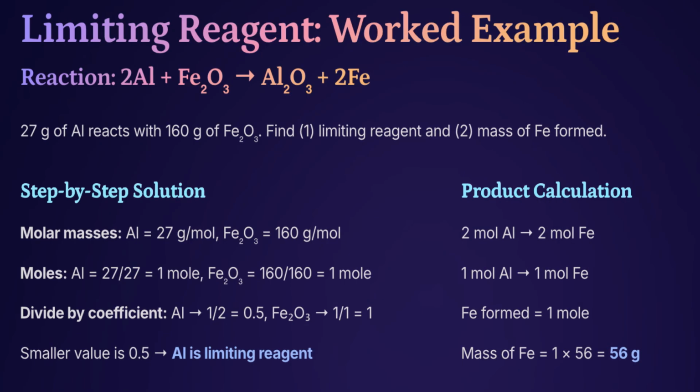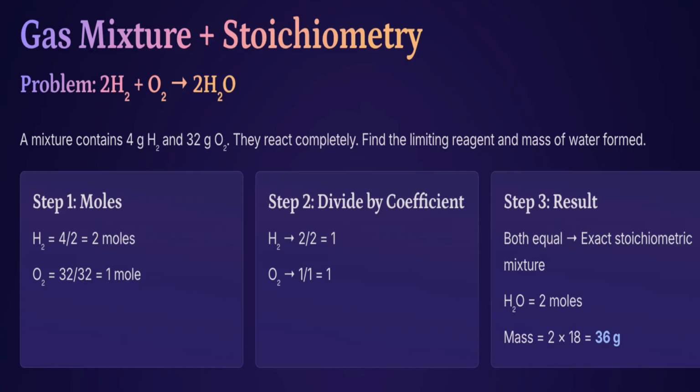In this worked example for a limiting reagent problem, after dividing by coefficients, we find that aluminum is the limiting reagent, and using it, we calculate the mass of iron formed, that is 56 grams. When dealing with gas mixture and stoichiometry problems, follow the same 3 steps: convert to moles, divide by coefficient, and determine the result. For this example, the mass of water formed is 36 grams. If the divided values are equal, the mixture is perfectly stoichiometric. No reactant remains in excess.